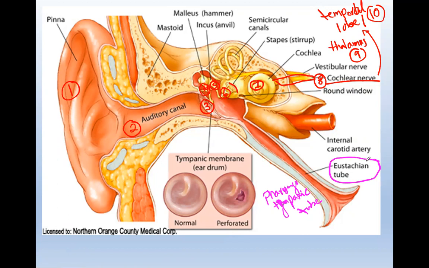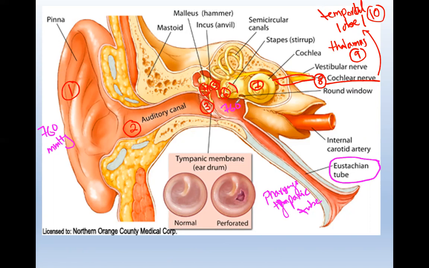So what is the goal of this tube? Let's say there is a pressure that is normally about 760 millimeters of mercury. So this pressure in the middle ear needs to be equal to the 760. So how do you balance it? The tube that connects to your mouth makes sure that the pressure inside the middle ear is also 760.